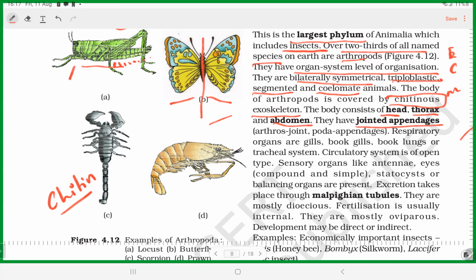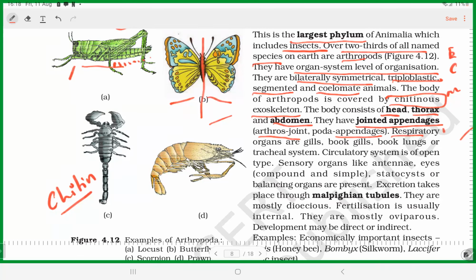And they have jointed appendages. The body consists of three regions: head, thorax, abdomen, and along with that jointed appendages. Jointed appendages means the supportive structures like legs and wings are connected to the main regions. So the wings and legs are called jointed appendages. Okay, fine.